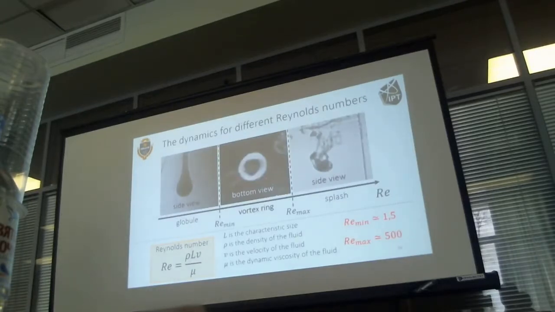We can see that for different Reynolds numbers, the dynamics is different. If the Reynolds number is too small, the drop keeps its global form, and if it's too big, the droplet breaks down into a turbulent splash. We managed to find the characteristic Reynolds number for the system by using solutions of glycerol and water, and thus we can obtain different viscosities.